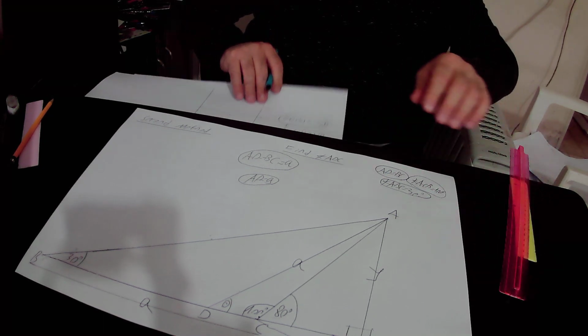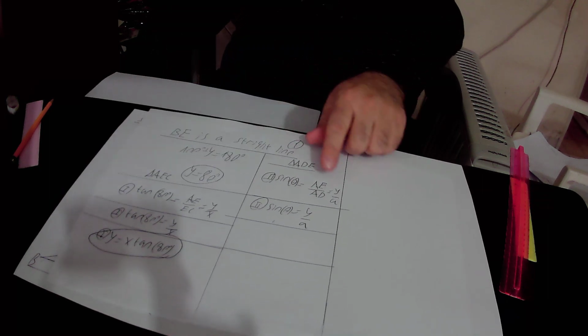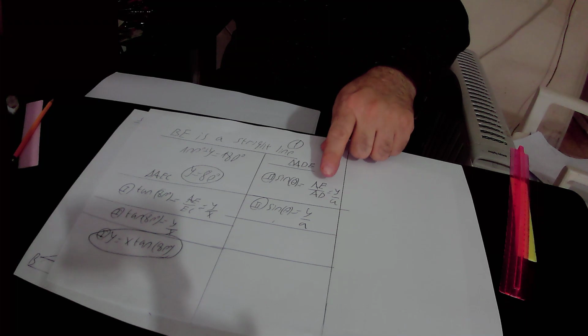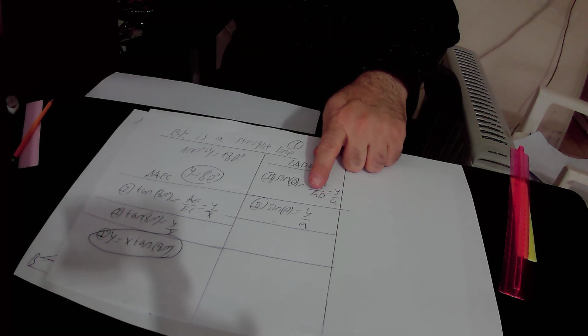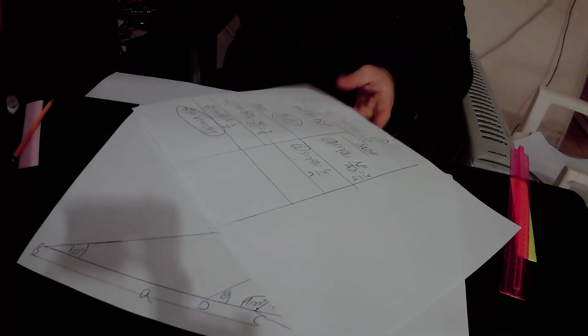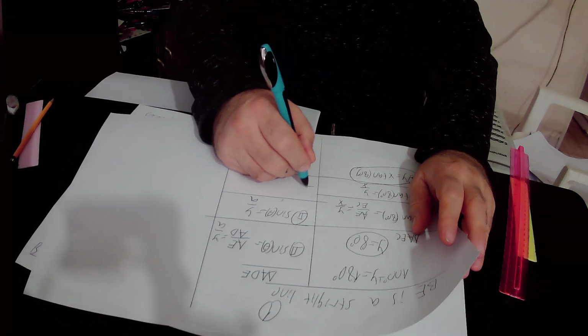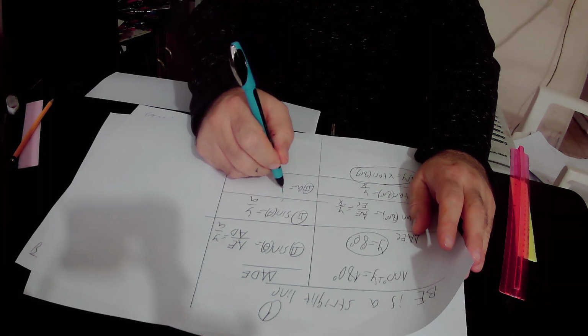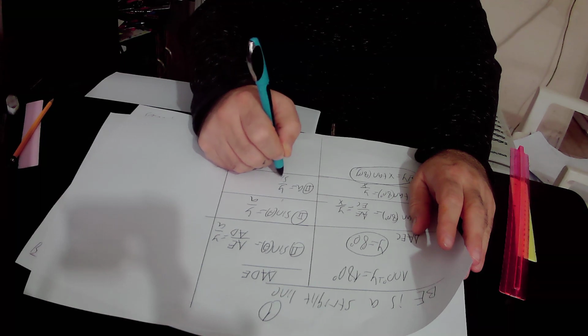I repeat again, according to equation number 2, sinus theta equals Y over A. Here we will multiply equation number 2 by A, and then we will divide it by sinus theta, and we will get that A equals, according to equation number 2, Y over sinus theta.